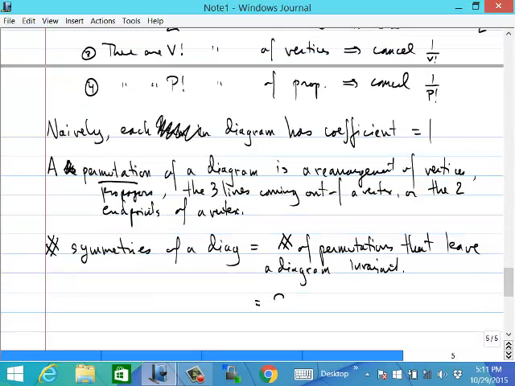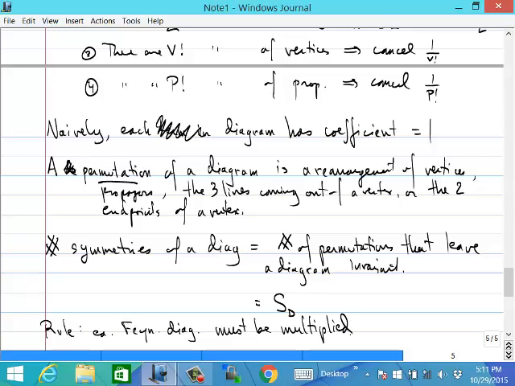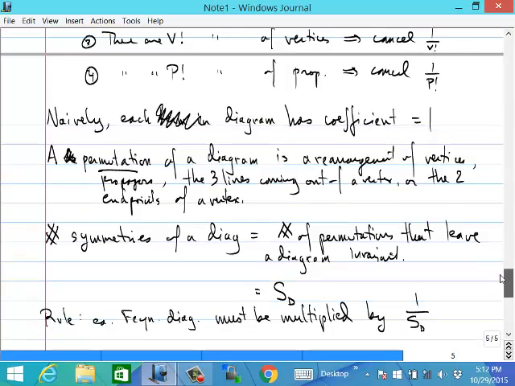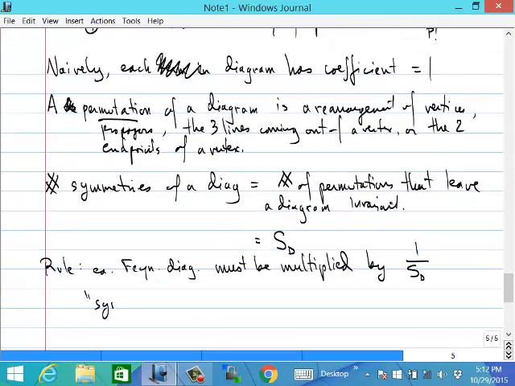So we'll call the number of symmetries S sub d, and then each Feynman diagram must be multiplied by a combinatorial factor, which is 1 over the number of symmetries. This is sometimes known as the symmetry factor associated with a given Feynman diagram.